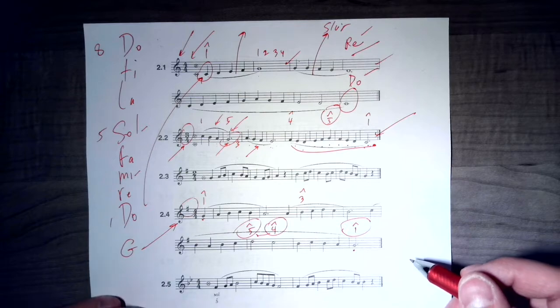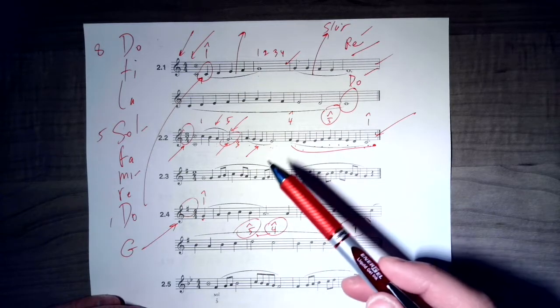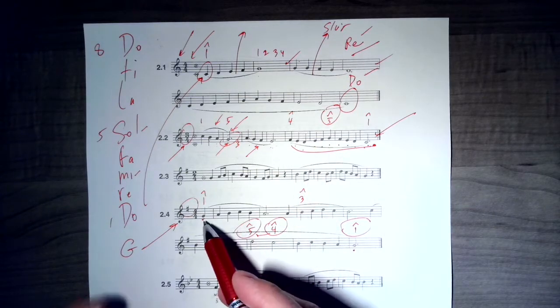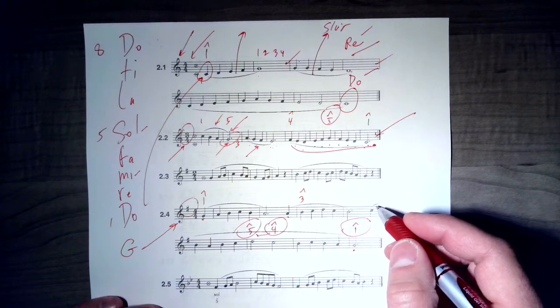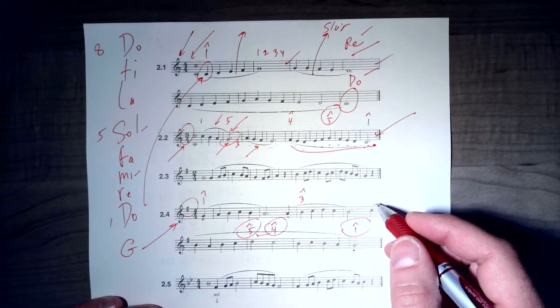This melody is also different than 2.1 and 2.2 in that it begins on an incomplete measure. So it begins on beat 4. And this phrase also begins on beat 4, and so does this phrase. So all of these phrases begin on the end of the prior measure.